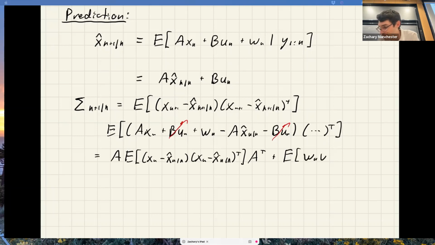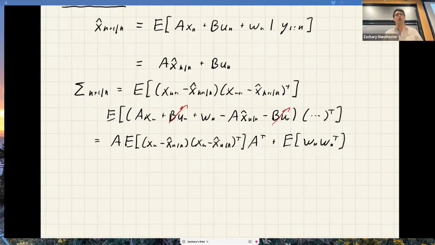This very closely mirrors the whole LQG thing we did last time, which is a theme. Now that I've separated this out, there are two terms. There's a basically deterministic flavored term, this one, which is just sigma k given k. And then this term, which is just the covariance on the process noise. So this is just big W from last time.